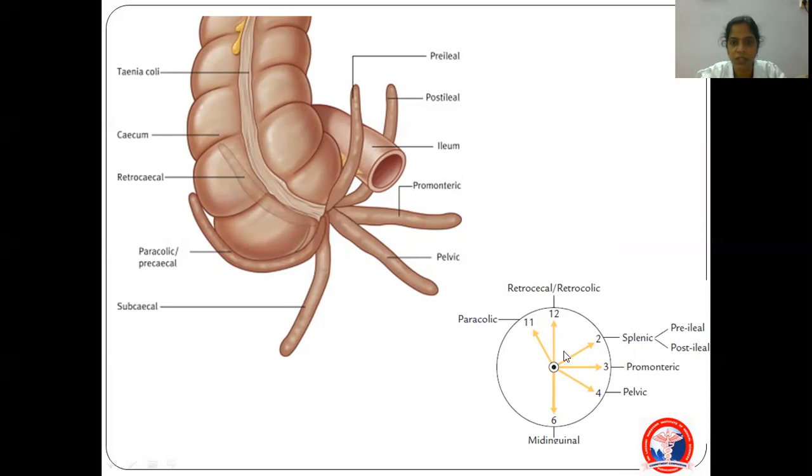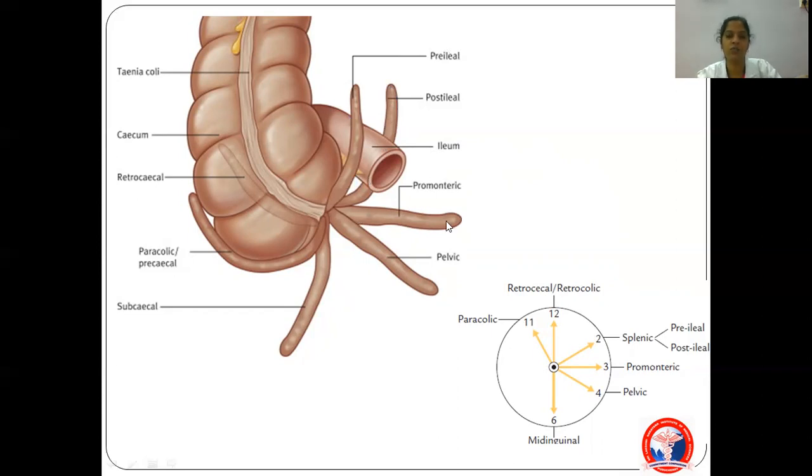The next position is splenic type. It is towards the spleen. On the left side the spleen will be there, no? So it will be towards the spleen. If it is in front of the ileum, that is called pre-ileal type. When it is behind the ileum, that is called post-ileal type. So 2 types are there, pre-ileal and post-ileal. That is splenic type.